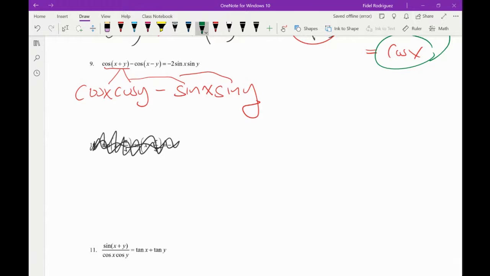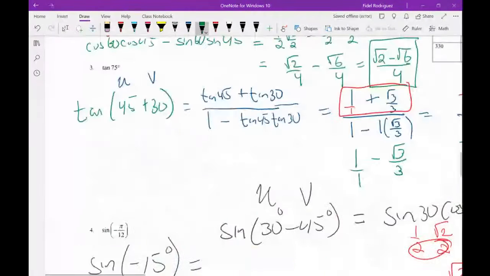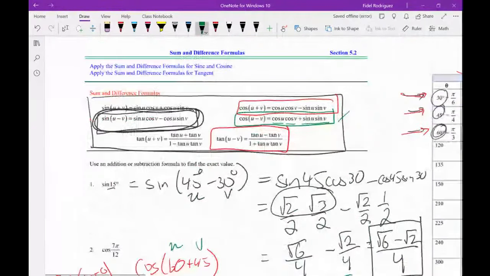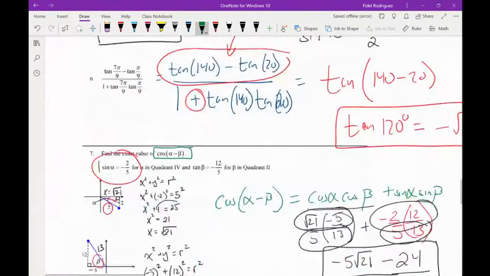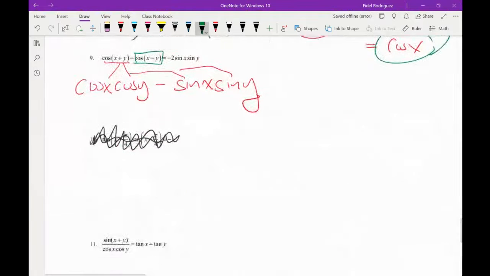Let's do the same thing over here. Cosine of x minus y. So I'm going to scroll back so I can look at my formula. It is cosine of x, cosine of y, plus sine of x, sine of y. Real similar.